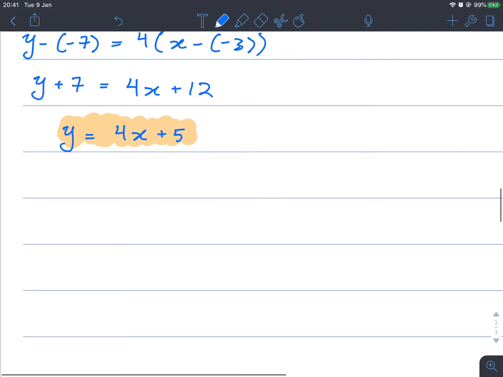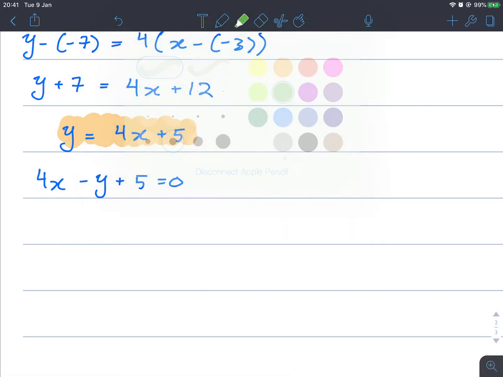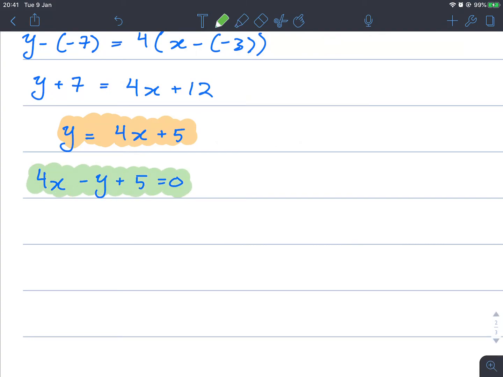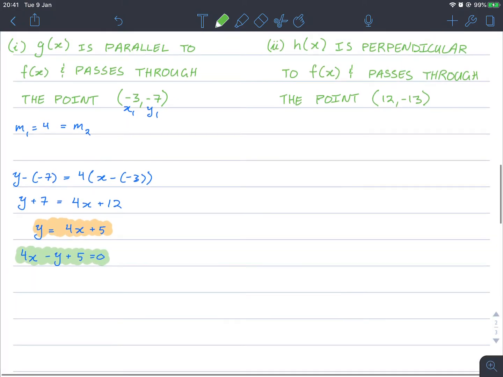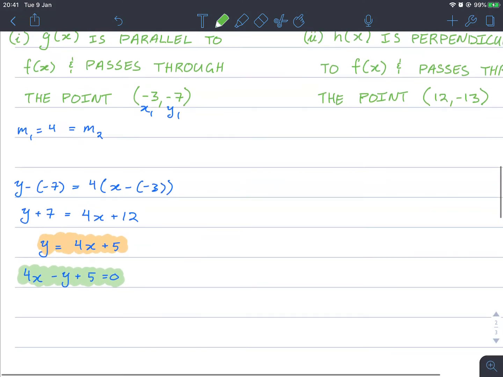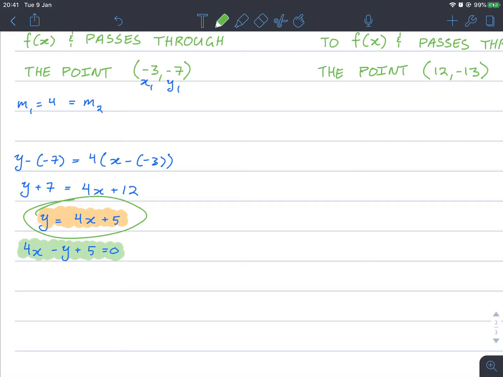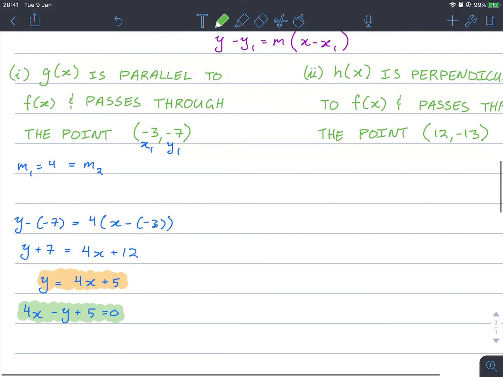But we also have, if we move y to the right hand side, we get 4x minus y plus 5 is equal to 0. And here is a valid second solution. To be safe, I will do both for both examples. But in any case, that is the equation of g of x that passes through -3, -7 and is parallel to f of x.